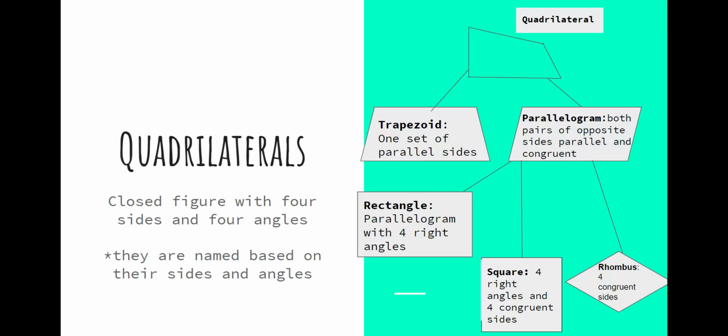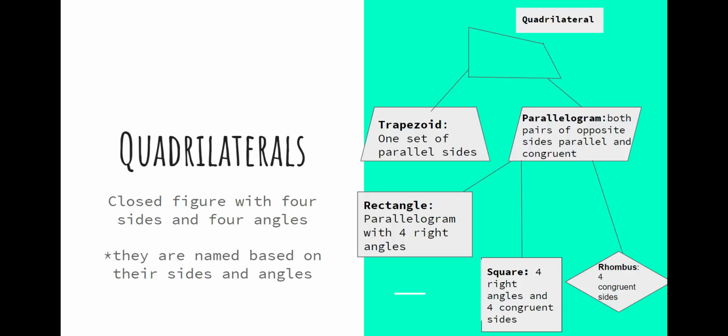So specifically, a quadrilateral is just the name of a shape that has four sides and four angles. As you guys can see to the right, all of these shapes up here are examples of quadrilaterals. A quadrilateral is kind of the big name for all of these shapes. Shapes like triangles, where we talked about isosceles and acute the other day, are named based on their sides, but also their angles. So quadrilaterals are the same way.